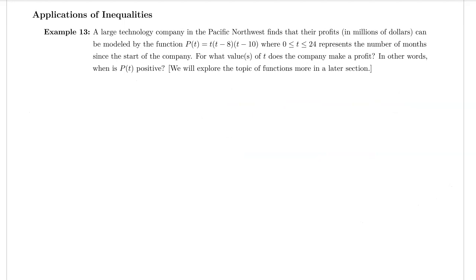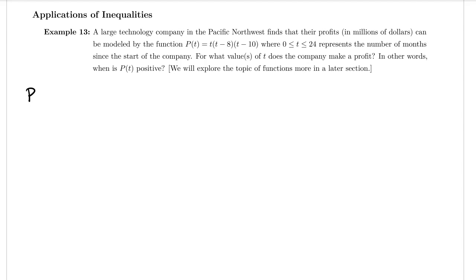Example 13 says, a large technology company in the Pacific Northwest finds that their profits in millions of dollars can be modeled by the function P of t is equal to t times t minus 8 times t minus 10, where t is greater than or equal to 0 and less than or equal to 24, and that represents the number of months since the start of the company. For what value or values of t does the company make a profit? In other words, when is P of t positive? We will explore the topic of functions more in a later section.